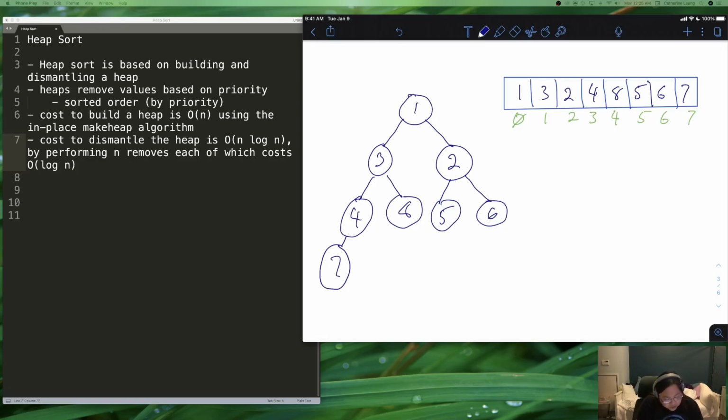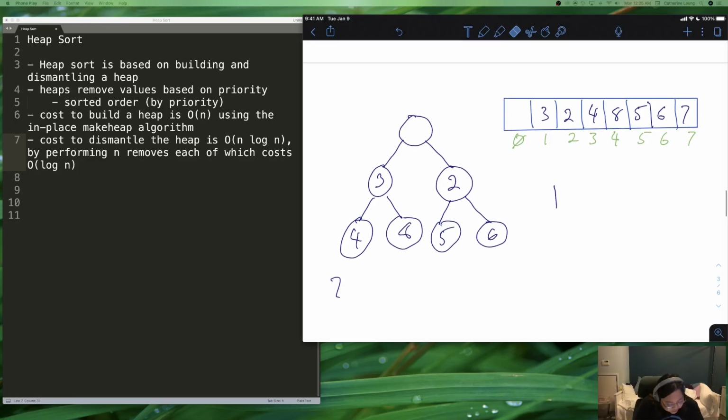So let's do it. When we remove a value, the first number that is removed is the number 1 because it's at the root, right? So we remove it. So the equivalent on the array: we find a new home for 7, okay? So 7 right now is sort of floating off somewhere.